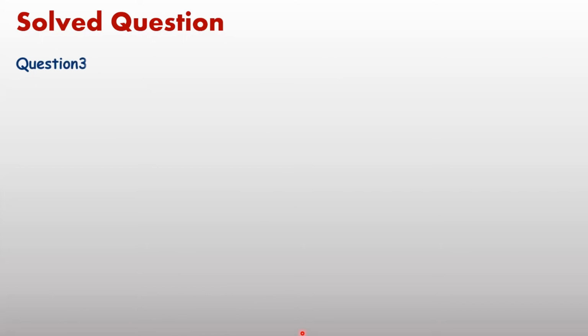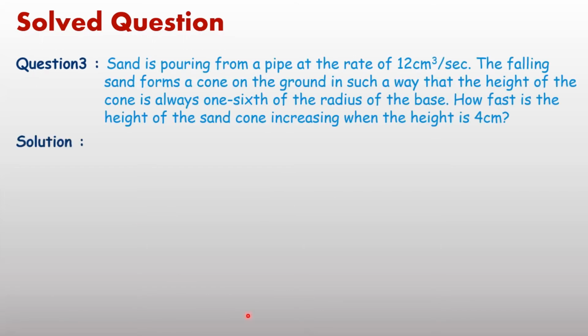Now next and very important question for board purpose. The sand is pouring from a pipe at the rate of 12 centimeter cube per second. From the sentence you have to think what is the given part. 12 centimeter cube per second: centimeter cube is the unit of volume, and second means time. It implies the given part is dv by dt, the rate of change of volume with respect to time. Since a plus sign is written, it implies increasing. So therefore, the first sentence given part we can write as dv by dt equal to 12 centimeter cube per second.